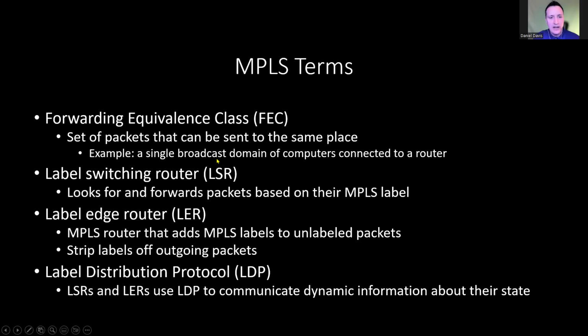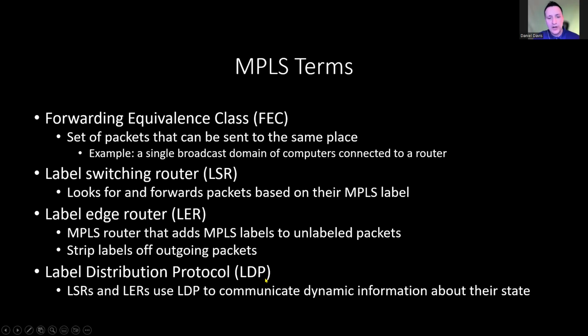Label switching router, LSR. These are essentially just routers that look for and forward packets based on their MPLS label. Basically just routers that are capable of dealing with these MPLS things. We also have label edge router, LER, MPLS routers that can add MPLS labels to unlabeled packets. So again, the difference here is these are the routers that sit at the edge of your network, and when they receive data that's going inside your network, they can add those labels to it, and then when they're receiving packets that are going out of your network, they can strip those labels off and send it out to the regular internet.